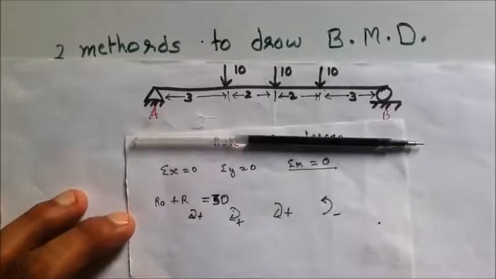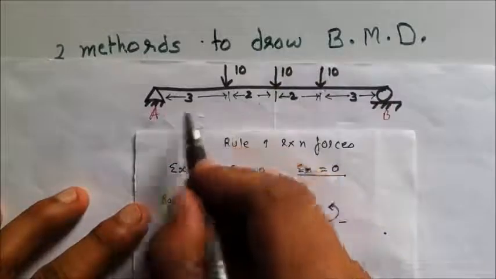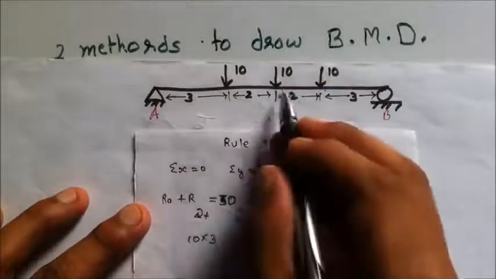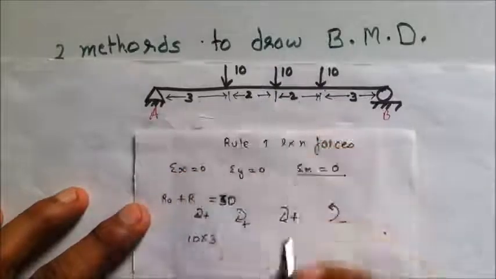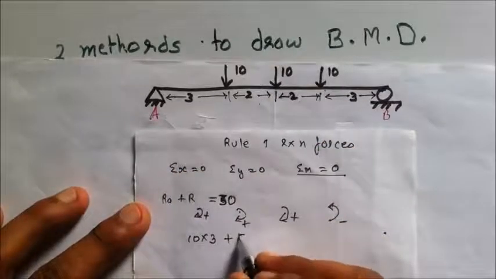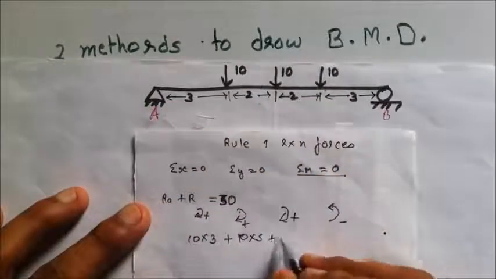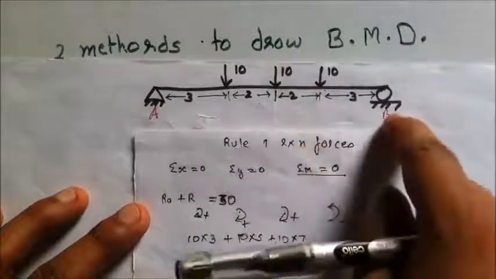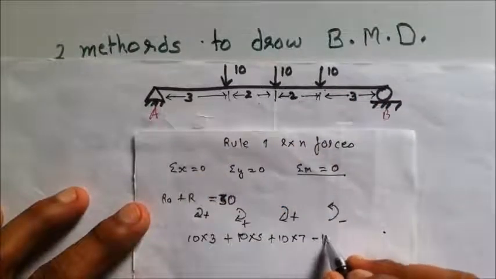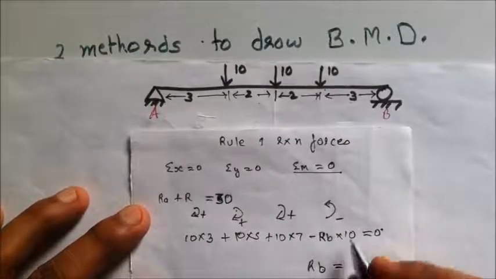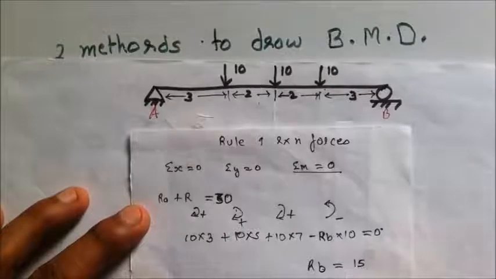So for the summation of the moments, the first force 10 kilonewton at a distance of 3 meter, so it is 10 cross 3. Then 10 kilonewton at a distance of 3 plus 2, that is 5 meter, plus 10 cross 5. Then 10 kilonewton at a distance of 7, plus 10 cross 7. Then minus Rb at a distance of 10 should be equal to 0. Now solving this equation, we get Rb is equal to 15, and since from the first equation Ra plus Rb is equal to 30, Ra is equal to 15 kilonewton.